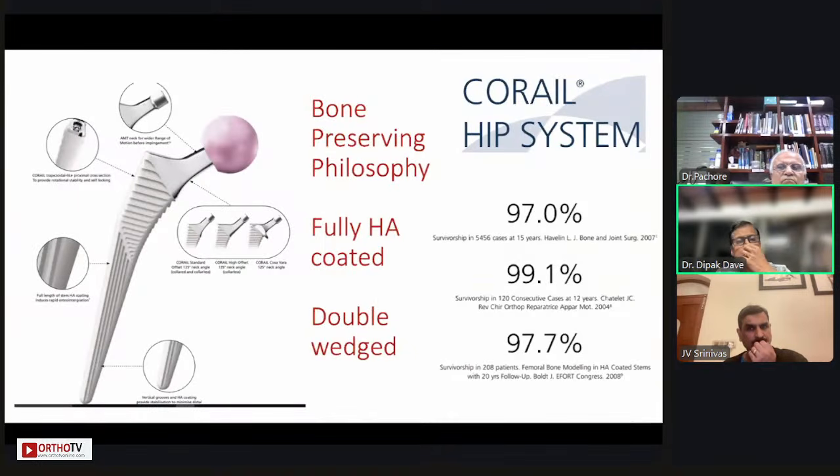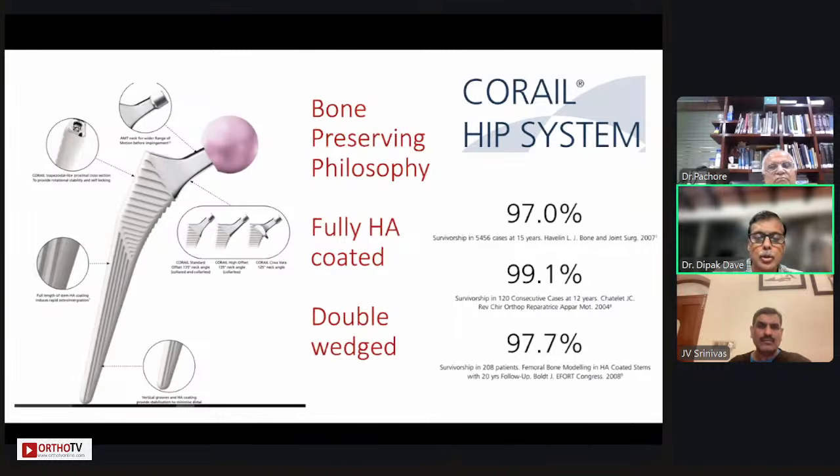If you look at the Corail, which is very commonly used nowadays, at all the meetings, Corail usage is slowly coming down. People are saying that if you use a Corail in DOR type A, the chance of failure is very high. The reports are coming out like that. But the Corail is the most commonly used system in our country. So if we are using Corail, we have to know exactly what the design is, what the coating is, and how to do the preparation. If that is the case, the chances of good results are very high.